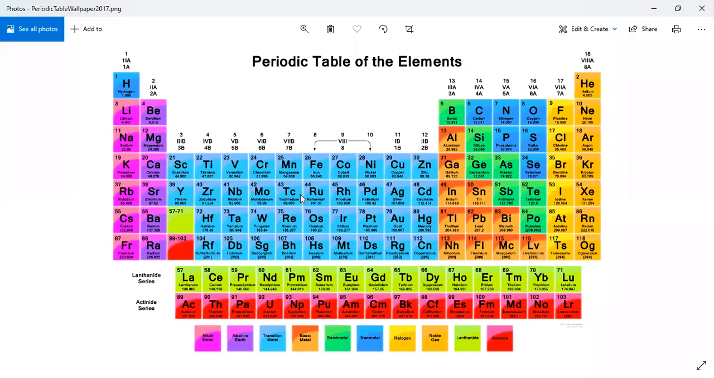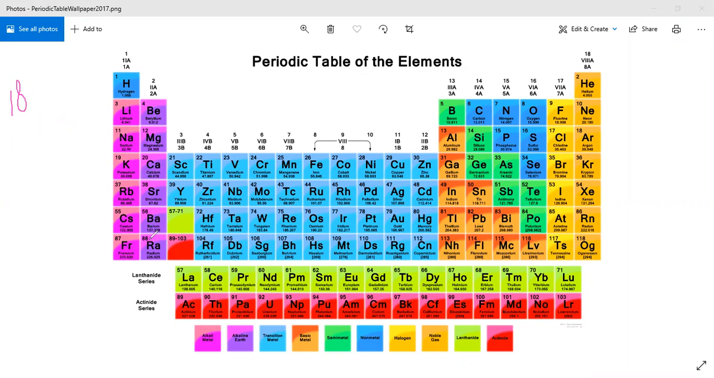Good morning. Here I am going to discuss with you the groups in a periodic table. What is a group? The vertical columns of elements in the periodic table are called groups. These vertical columns are called groups. There are 18 groups in the modern periodic table.